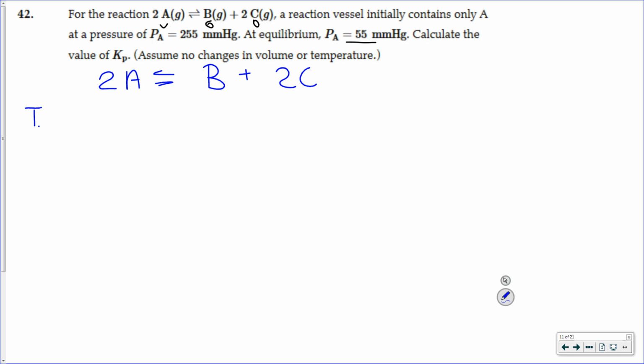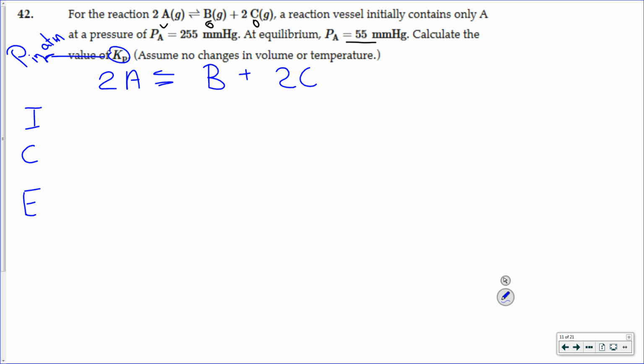And initial, change, and equilibrium. To do a K sub P, we need to be in atmospheres. So you could work all this out in millimeters of mercury and then convert it to atmospheres to solve the K sub P. I choose to just go ahead and put it in atmospheres to start with. Whenever you're doing a K sub P, you just got to think everything goes to atmospheres. So pressure in atmospheres. I'm going to take these two and convert them to atmospheres.